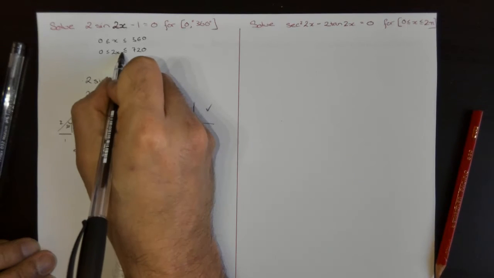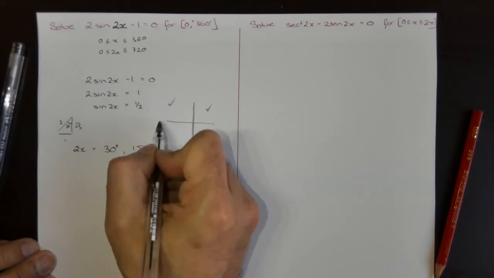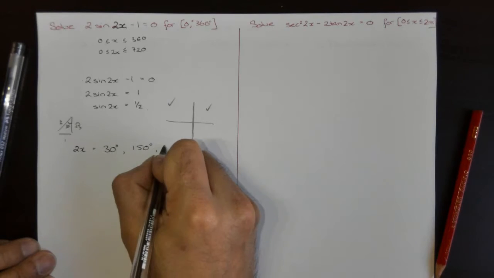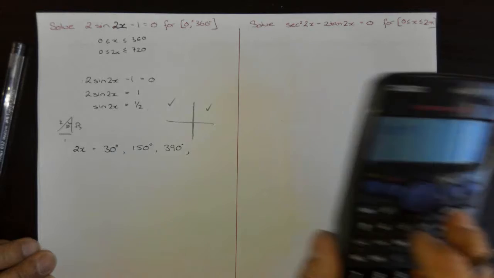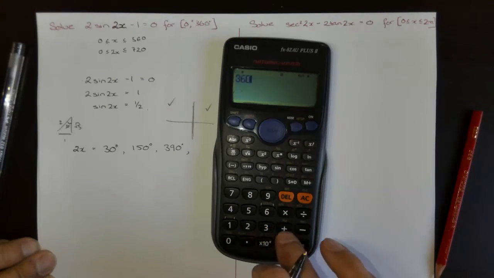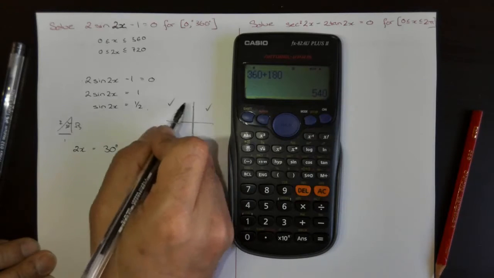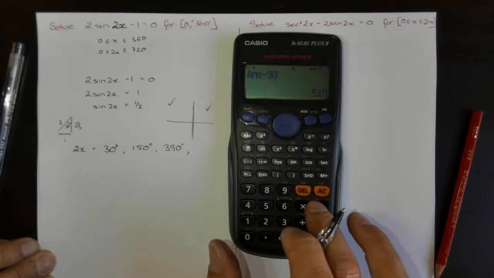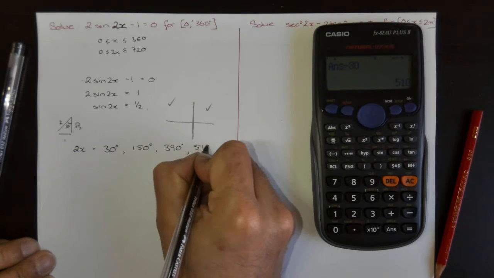But it says we've got 2x, so we're going around twice. So imagine a full revolution, get to 360, so we get 360 plus 30. That's 390. And if we go 360 plus 180, that's a full revolution to here, and then we minus 30 again, gives us 510.